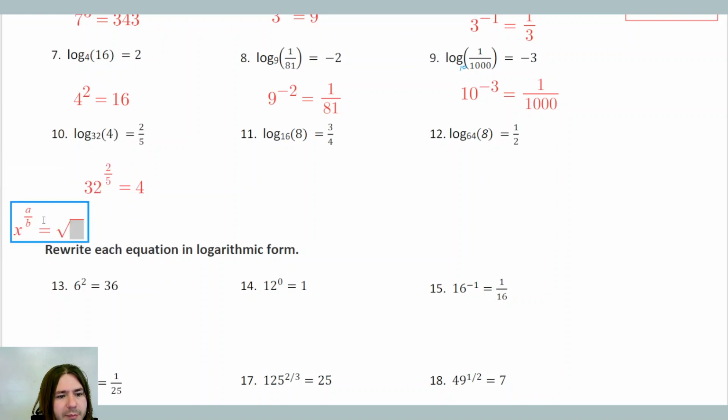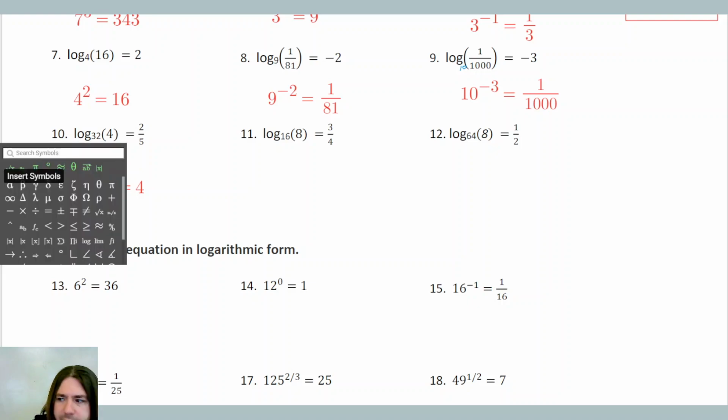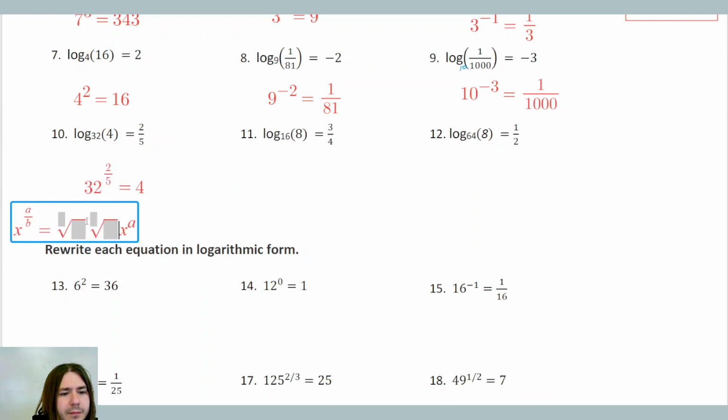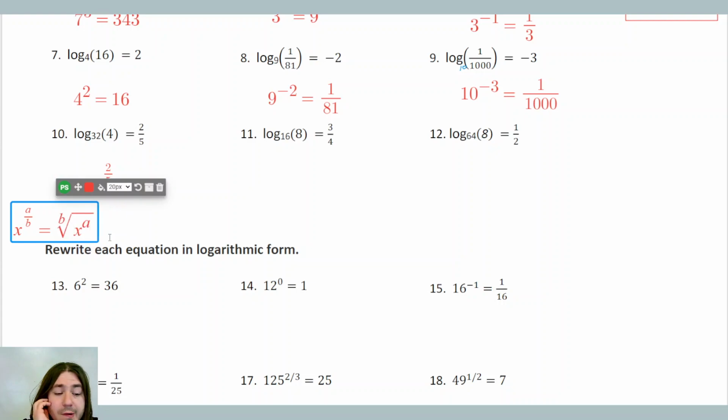But we can take the nth root here. So we've got the bth root of x to the a. In other words, the number in the numerator in your exponent is going to be the power, and the number in the denominator is going to be the root.